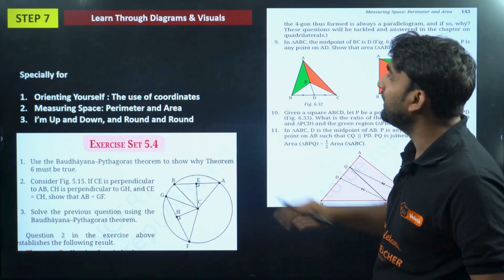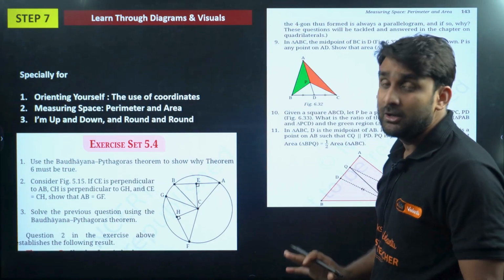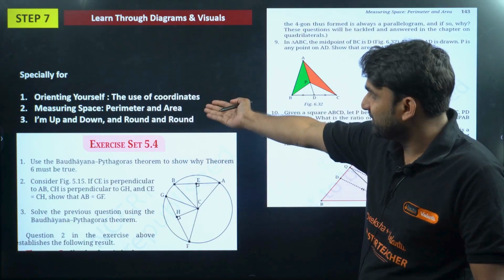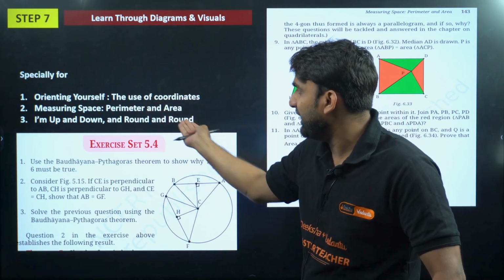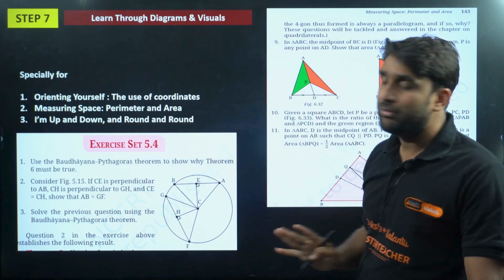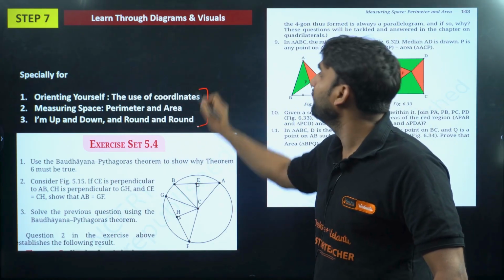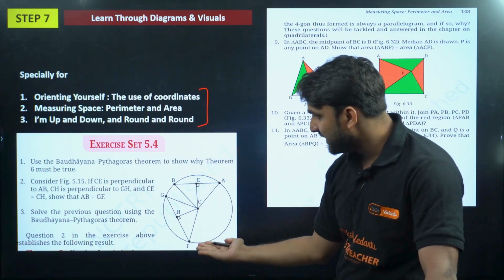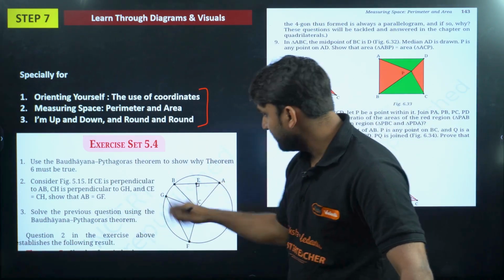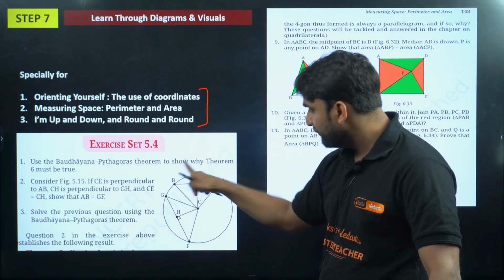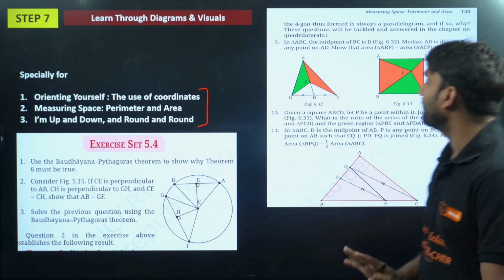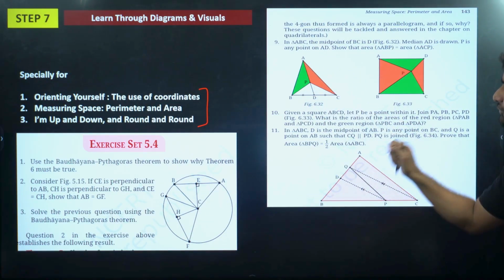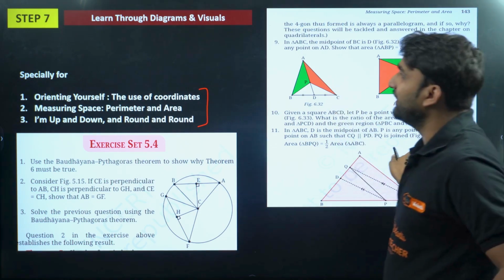Moving to 7th point, learn through diagrams and visuals. Don't ignore the diagrams given in the textbook, please. If I talk about a few chapters, Orienting Yourself, Measuring Space: Perimeter, Area, and Up and Down and Round and Round, these 3 chapters are fully based on visualizing the diagram and visuals. So look at the question, a few examples I have brought here. In this question a diagram is given. Please observe the diagram, visualize the diagram, and solve the question. Again, in question number 9 and question number 11, of course, diagrams will play a very important role. So this is very important.